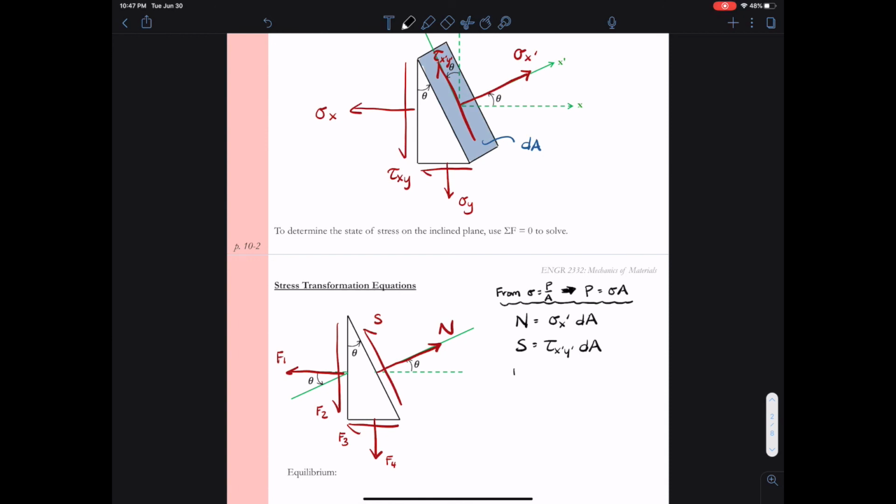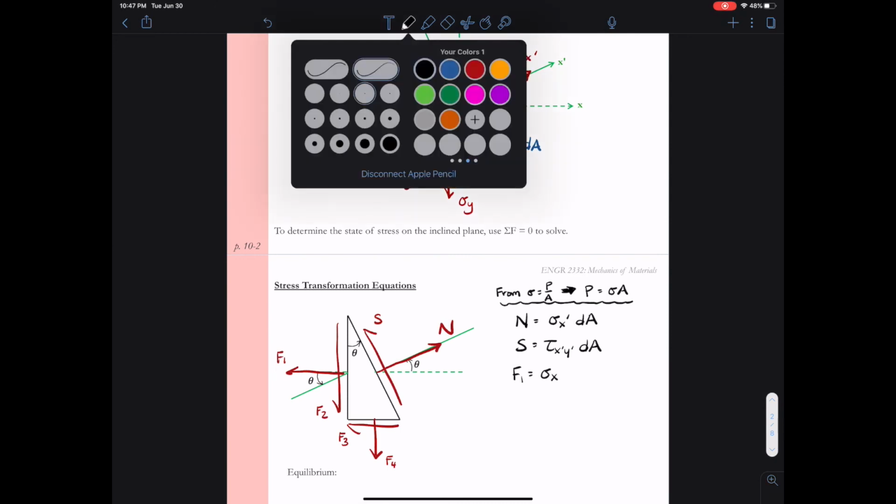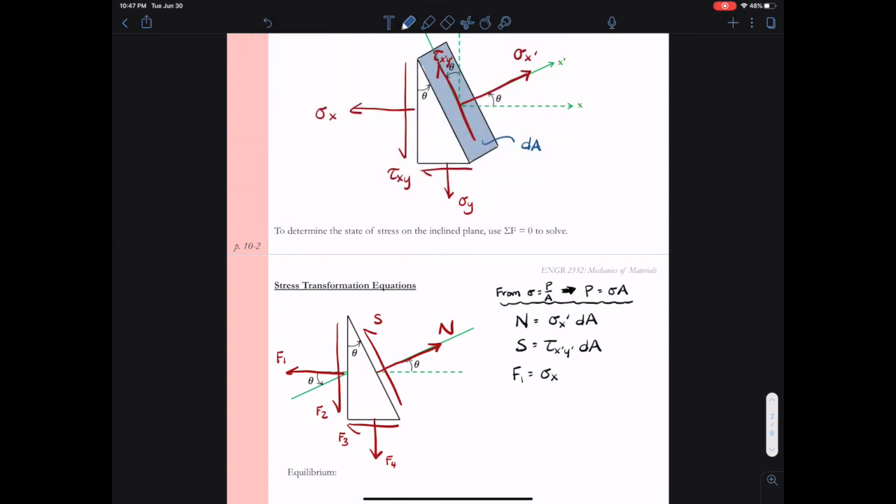So our force N in the normal direction will be sigma x prime times dA. The shear force S will be tau x prime y prime dA. Now F1 will be sigma x, but now we need to multiply by the area over which sigma x is acting. And that area is going to be dA cosine theta.